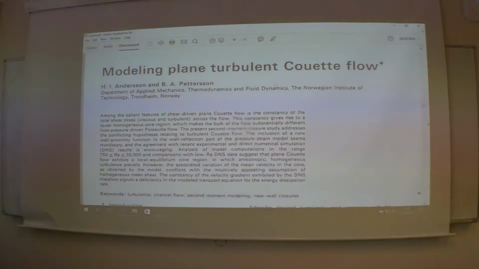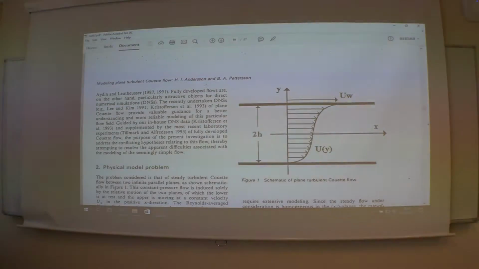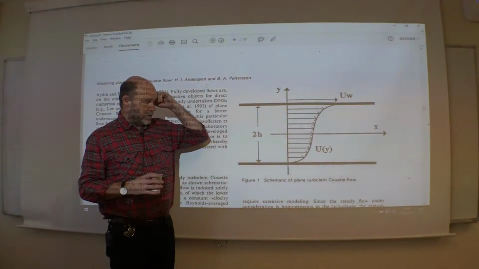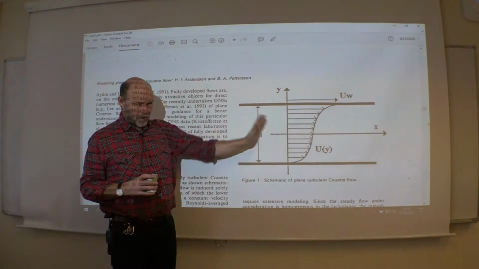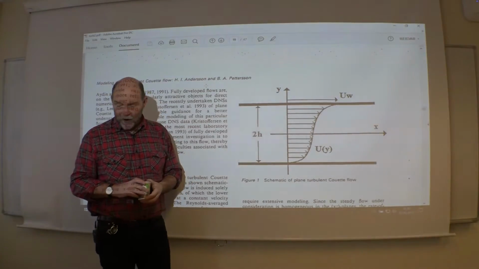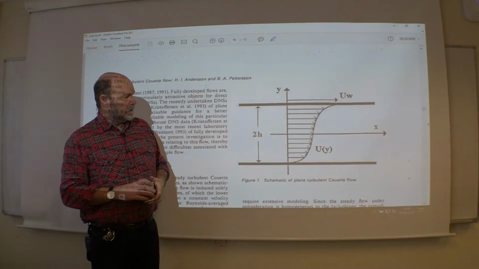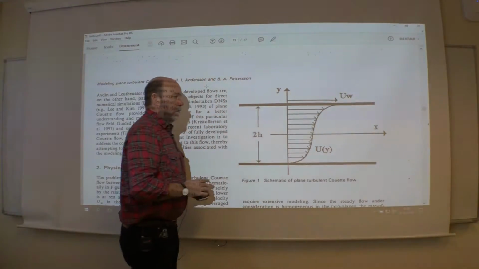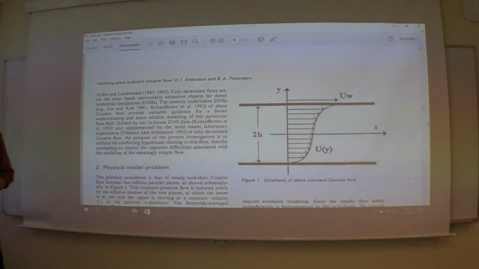That's a plain Couette flow. So the problem there is quite neat. The top wall is moving with a constant velocity. You keep the bottom wall fixed. No pressure gradient, no gravity. The driving force is friction. And the laminar solution, that's a straight line. The turbulent solution will be this S-shaped velocity profile.